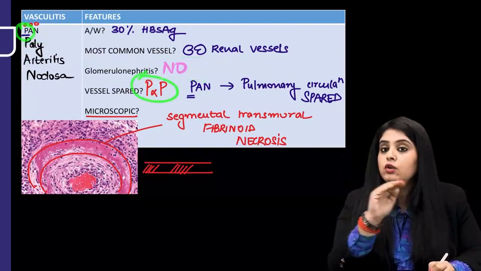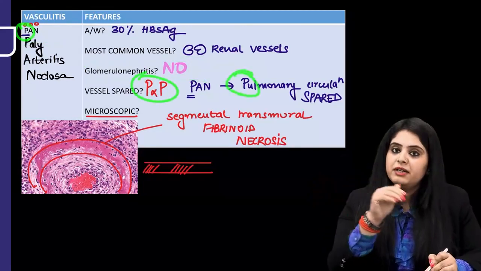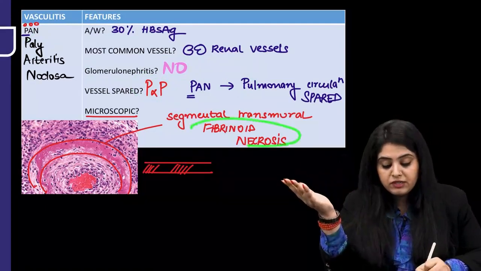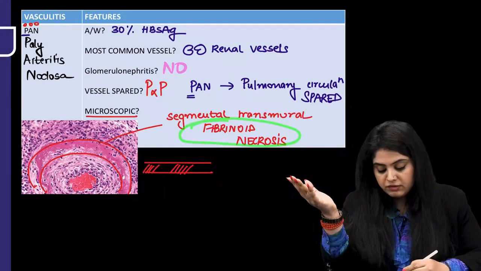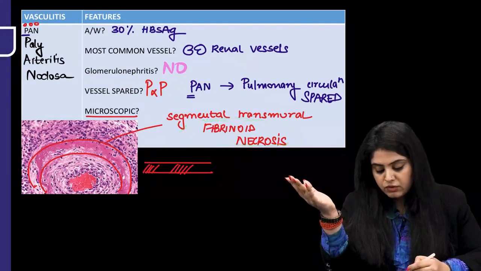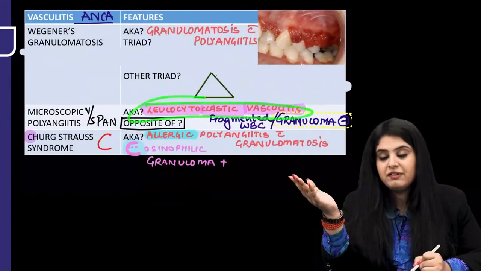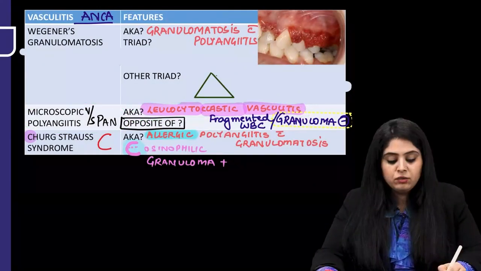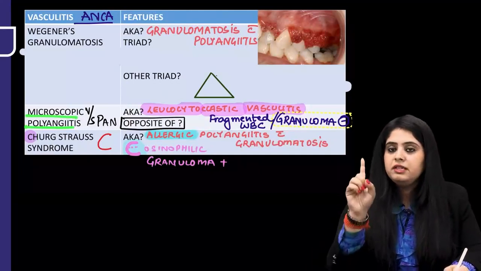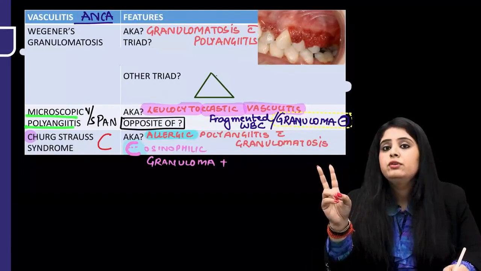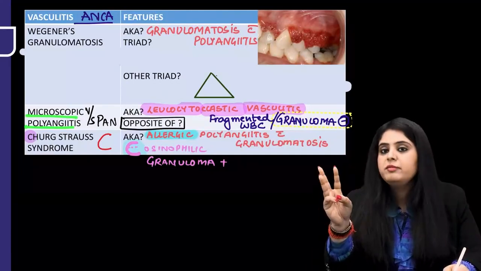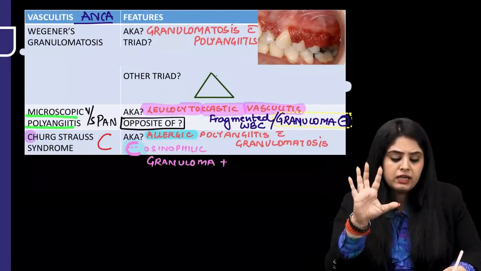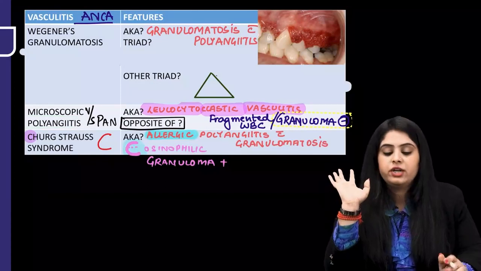Polyarteritis nodosa had no pulmonary involvement. Microscopic polyangiitis has pulmonary involvement. Polyarteritis nodosa showed fibrinoid necrosis. Microscopic polyangiitis is going to show leukocytoclastic vasculitis. Everything is reversed; it is just the opposite end of PAN. So there is no hepatitis B here, there is glomerulonephritis, there is involvement of pulmonary circulation, and there is no fibrinoid necrosis. Reverse everything and that becomes microscopic polyangiitis.